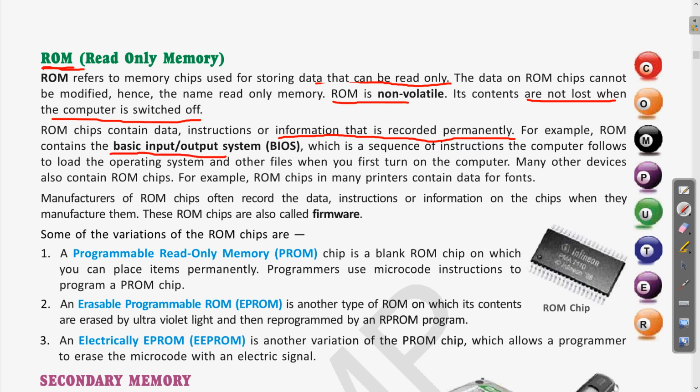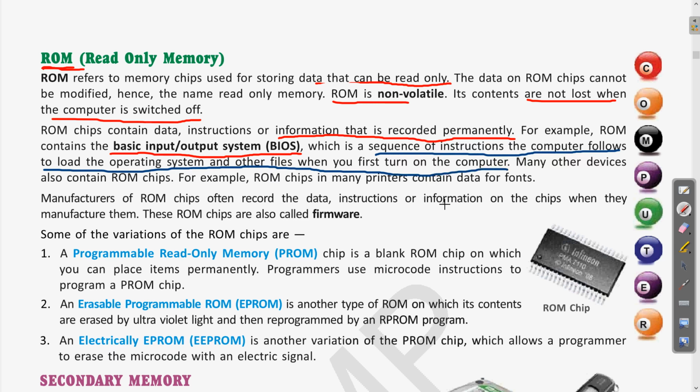BIOS is a part of the computer. We will see what the work of BIOS is. Let us read this again. ROM contains the basic input output system, that is BIOS, which is a sequence of instructions the computer follows to load the operating system and other files when you first turn on the computer. So what exactly is the BIOS? BIOS is a sequence of instructions that a computer follows to load the operating system and other files when you first turn on the computer.